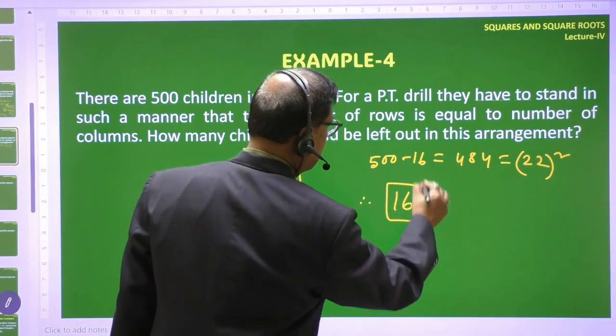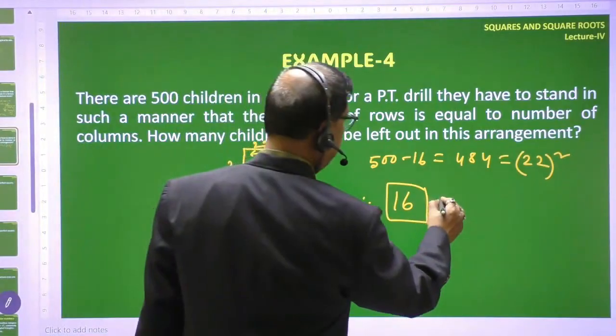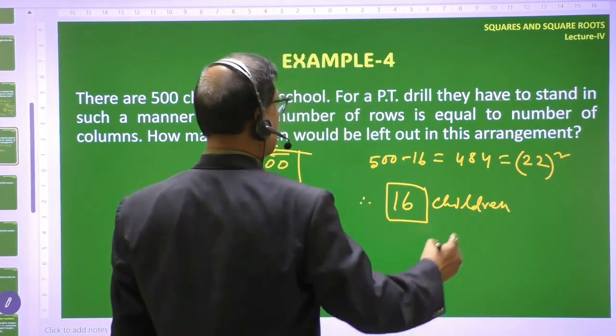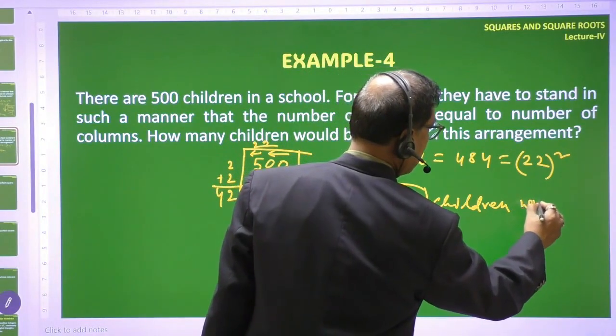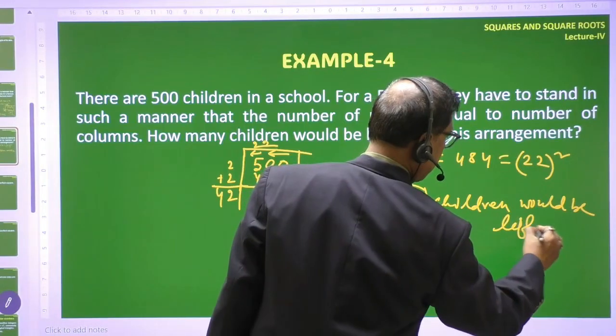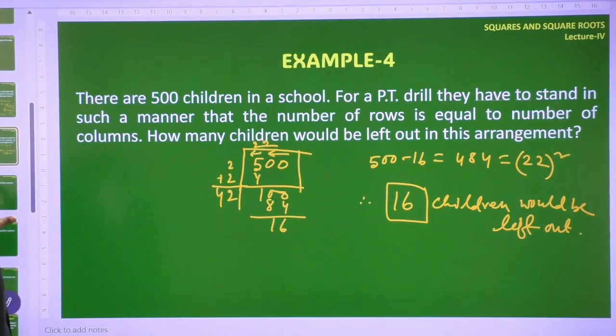This is the answer. 16 students, but 16 children would be left out. Clear? So example 4 completed. Now example 5.